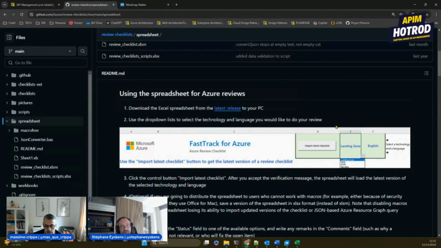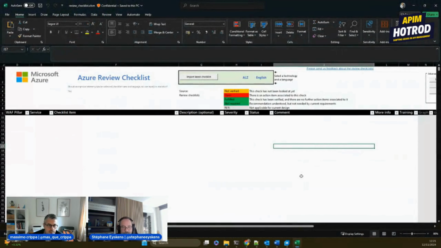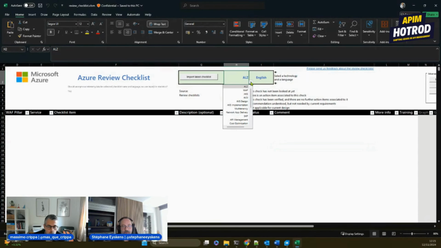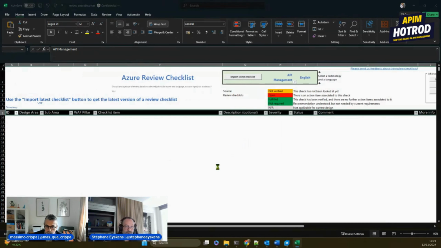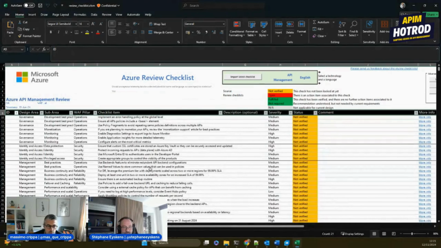I just downloaded it on my PC. Let's have a look. You get this Excel, very easy. If you go here, there is a little bit hidden drop-down, and you see this Excel is used to put together different checklists. One of those checklists is API management. I'm going to select it, and I can import all the controls into this file. Okay, here we are. So 44 controls are loaded.